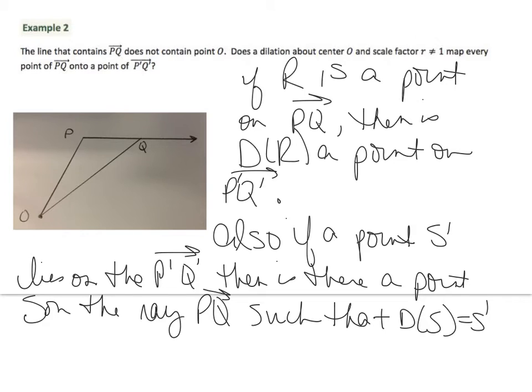We're going to examine scale factors greater than 1. Between 0 and 1 is a similar discovery, a similar proof, but we're only going to look at scale factors greater than 1 today. Okay?